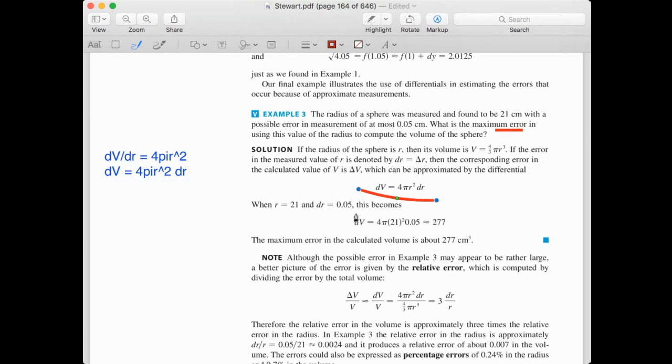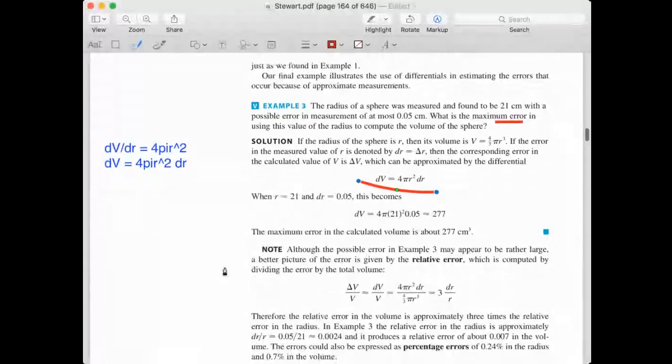The differential, the error, right? We said let this dv represent the error. So the maximum error calculated in the volume is about this much. This is how we use approximation, the differential, in applications.